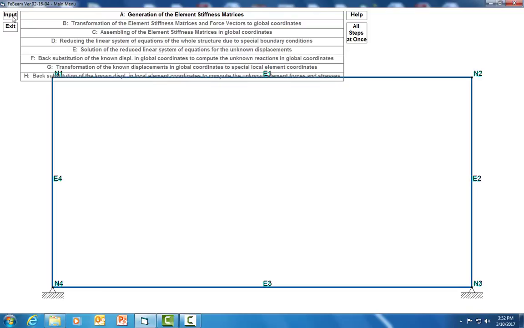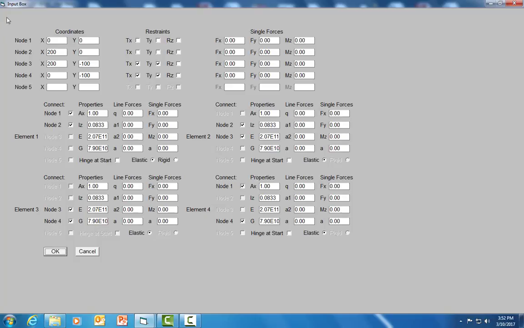The next step is we need a loading. So we go back and say we have all possibilities, line loads and also moments, but we say only in x direction here a single force, and we put in here plus 100.